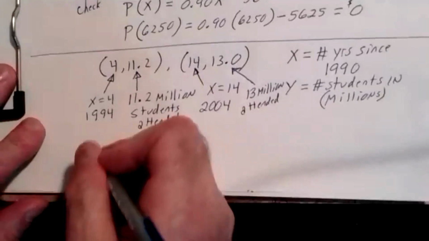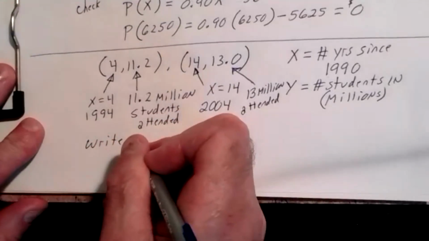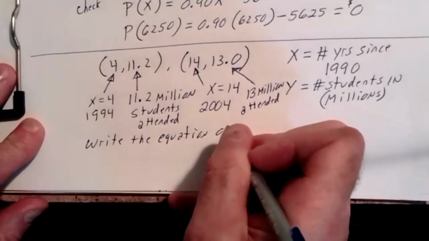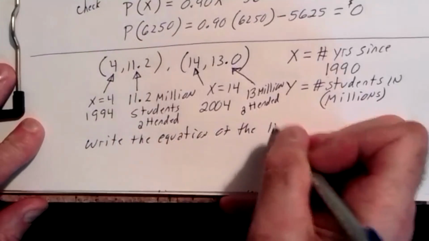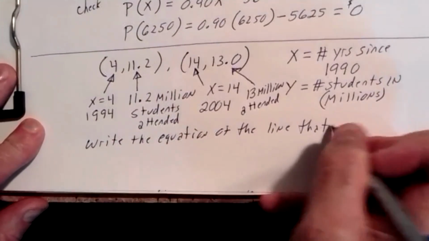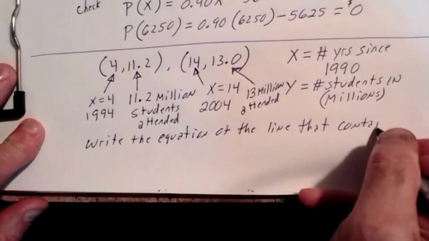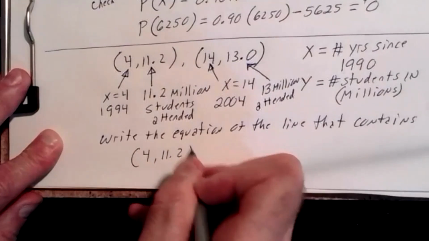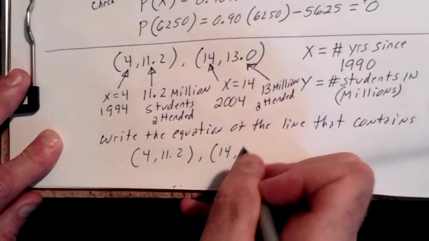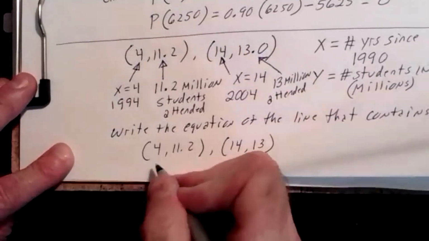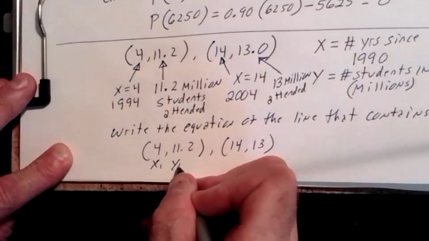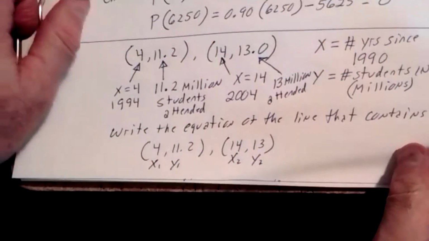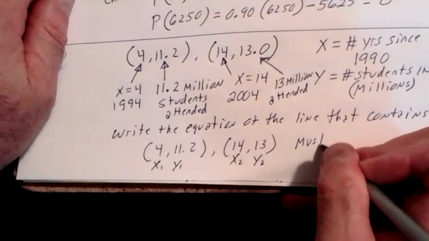Ladies and gentlemen, we're going to write the equation. So we're going to try to write the equation of the line that contains the 2 points, (4, 11.2) and the point (14, 13). I will call this my first point, and I will designate this as being my second point. We're now going to turn it over. Well, first we have to find the what of the line? Must find what first?